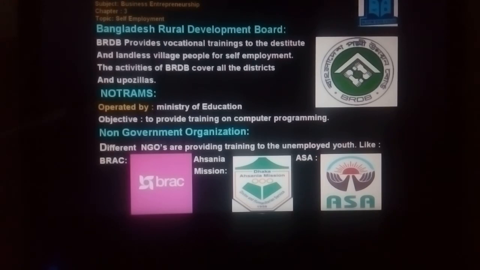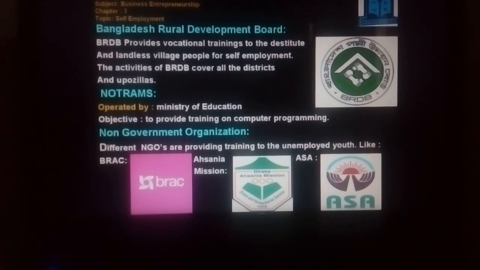Then, NOTRAMS. NOTRAMS is operated by the Ministry of Education and the objective is to provide training on computer programming. The last institution is NGO, that is non-government organization. Different NGOs are providing training to the unemployed youth, like BRAC, Asania Mission, ASHA, etc.